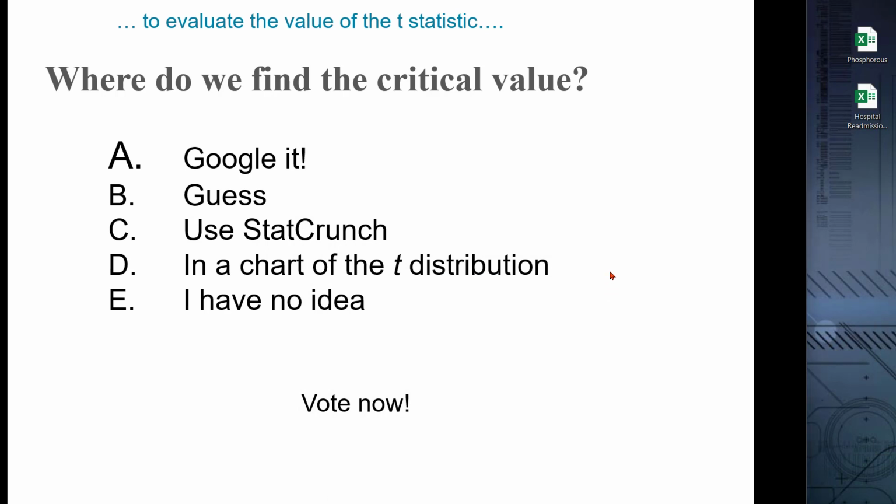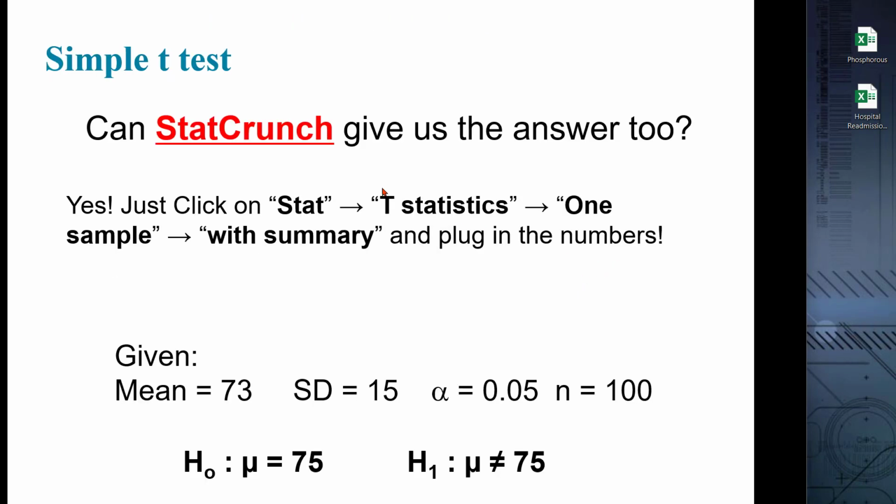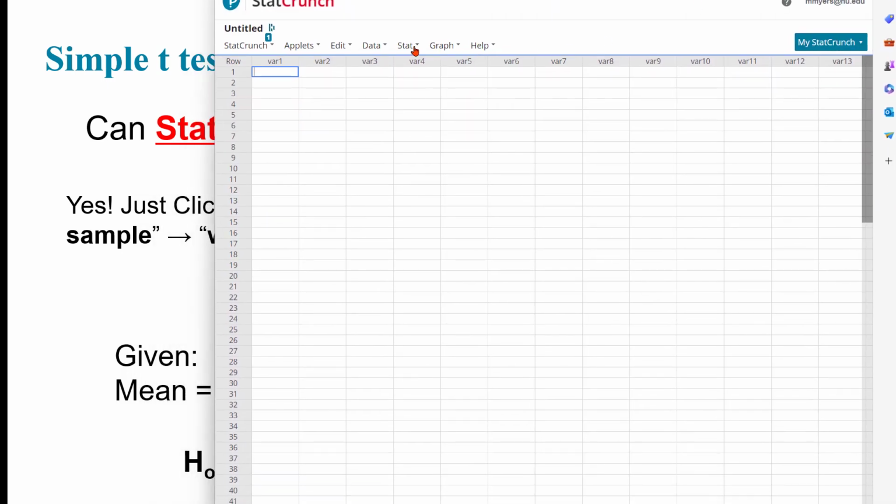We can have StatCrunch do the calculations too. Just click on the Stat tab, then T-stats, then One sample, then With summary, and plug in the numbers.